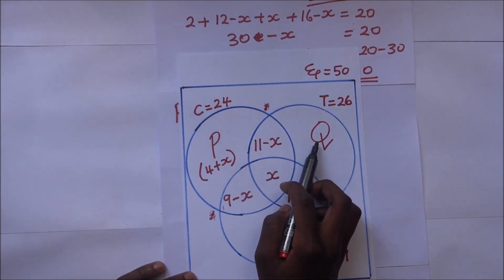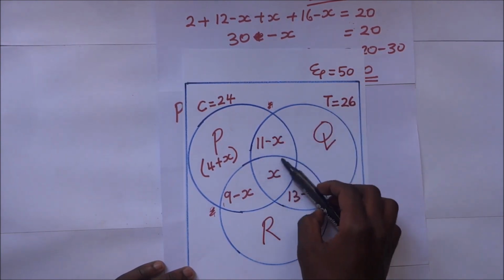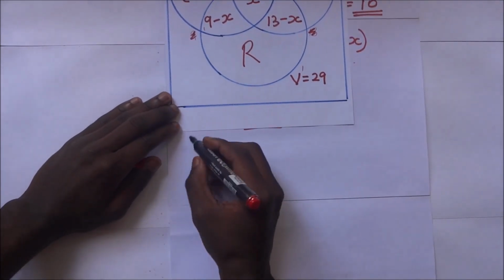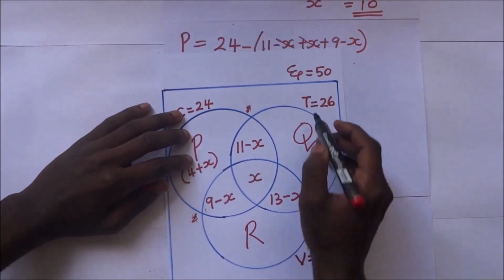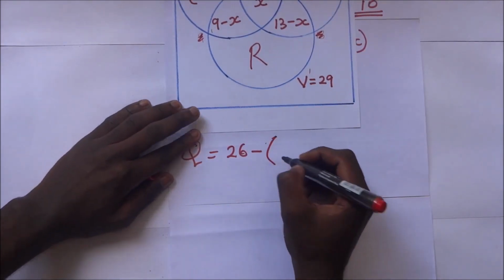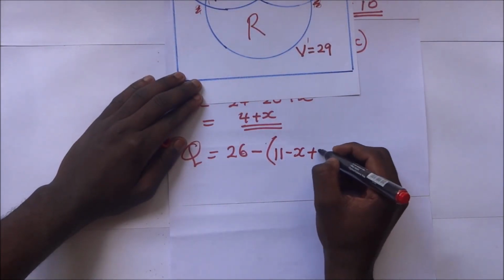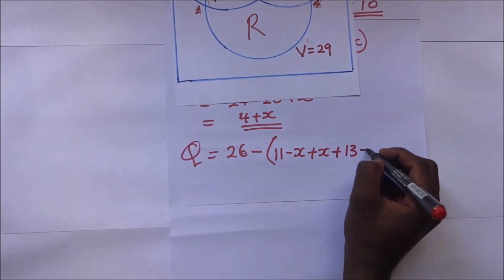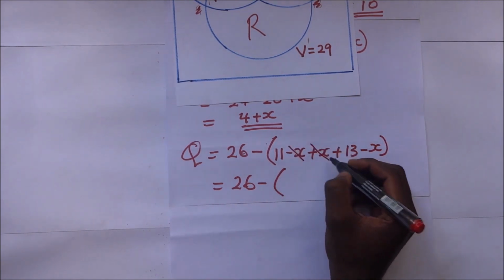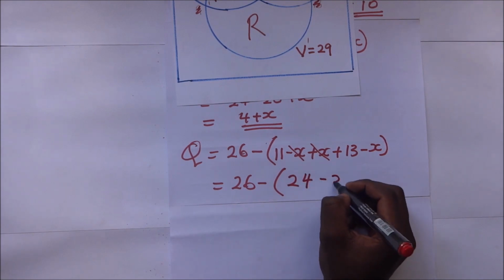So we get the value of Q. For us to get the value of Q, it's going to be this whole circle, 26, minus this, that, and that, so that we get what is remaining here, Q. So our value of Q here will be the total, which is 26, minus the remaining. So it's 26 minus this plus that plus that: 11 minus x plus 13 minus x. And that's going to become 26 minus, this goes with that, so that's going to become 24 minus x.